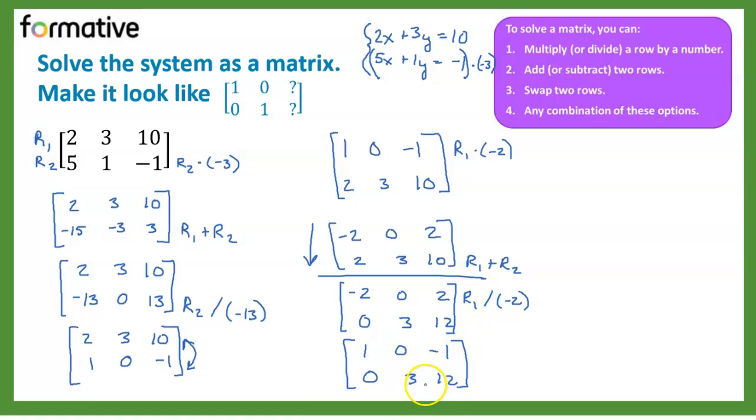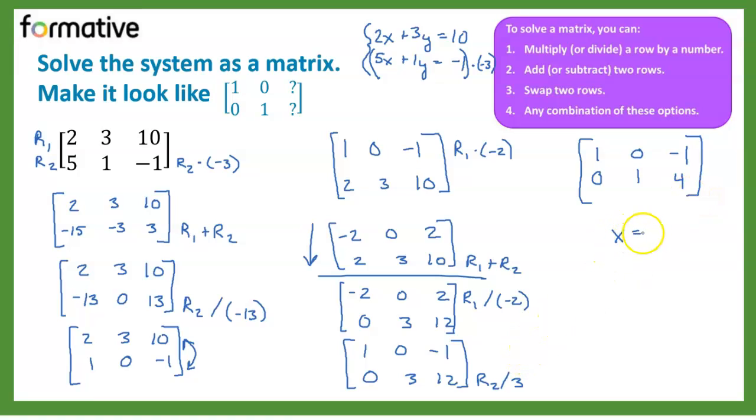Now all we have to do to get y is just divide this row by 3. We have to get this to a +1. So we'll do R2 divided by 3 to get that to be 1. Our top row is the same. Then we have 0 divided by anything is 0. 3 divided by 3 is 1. 12 divided by 3 is 4. And that is our solution.